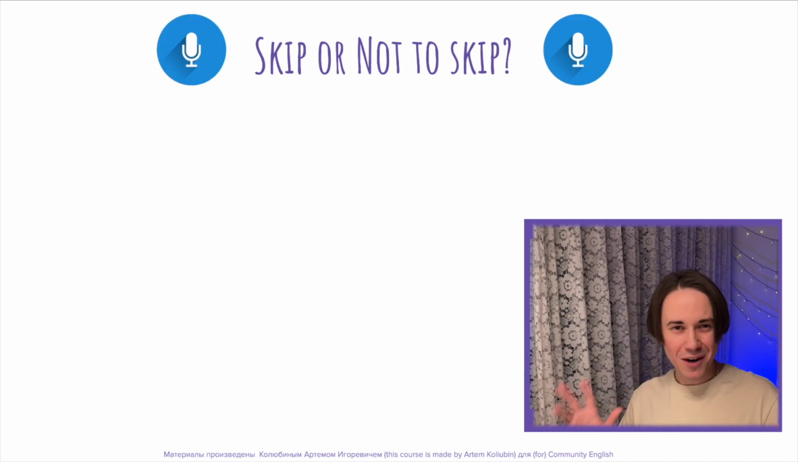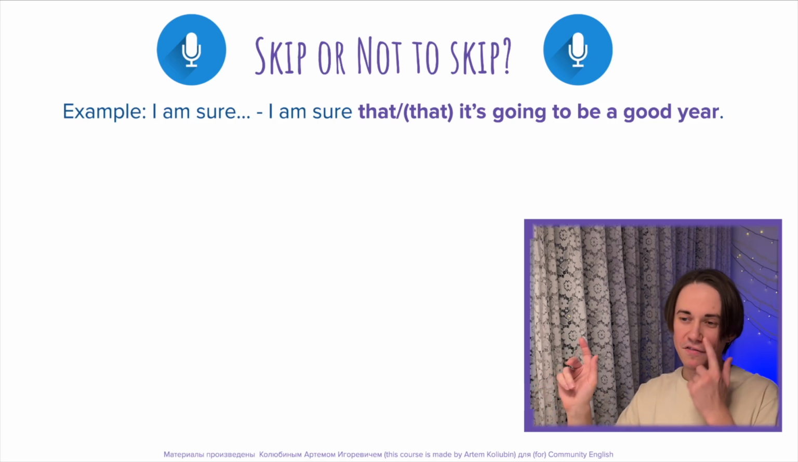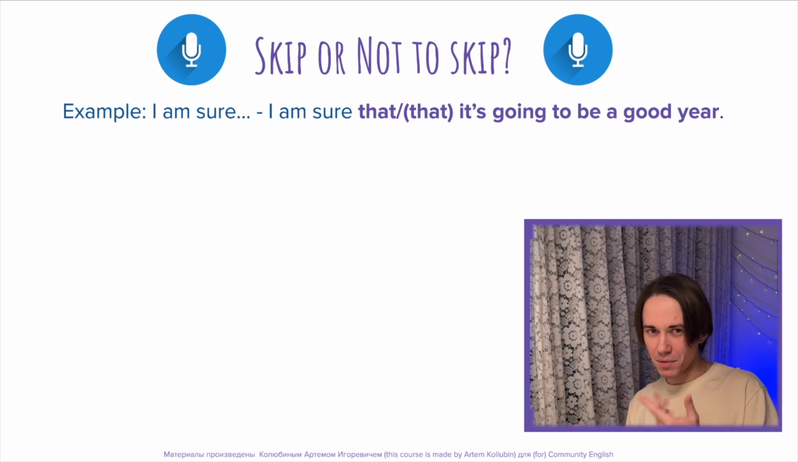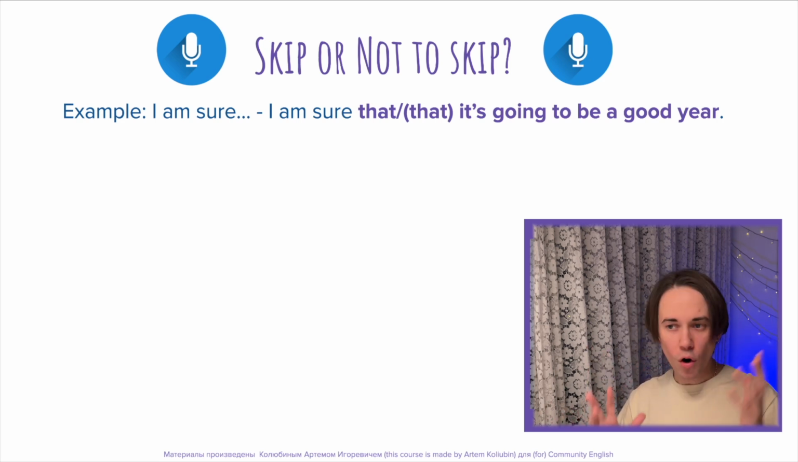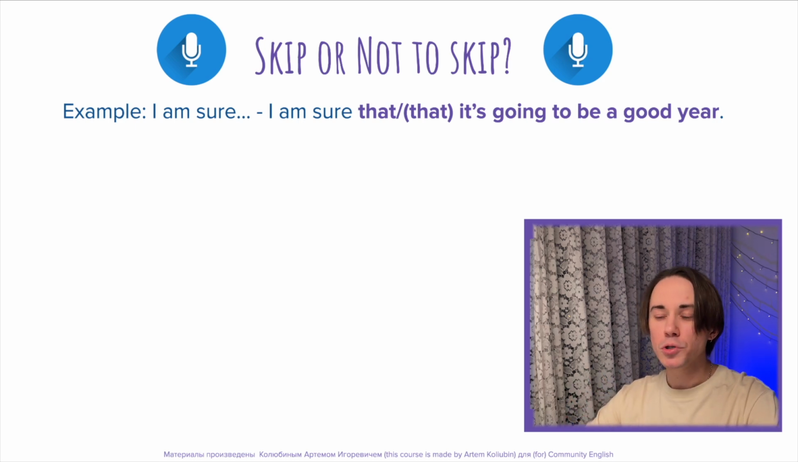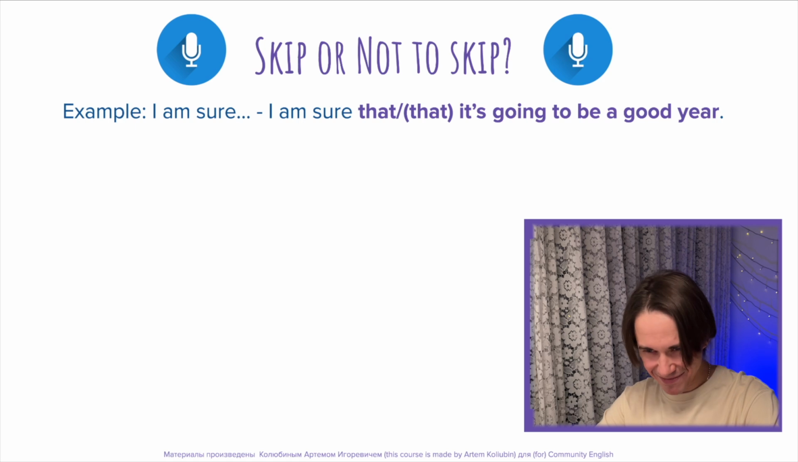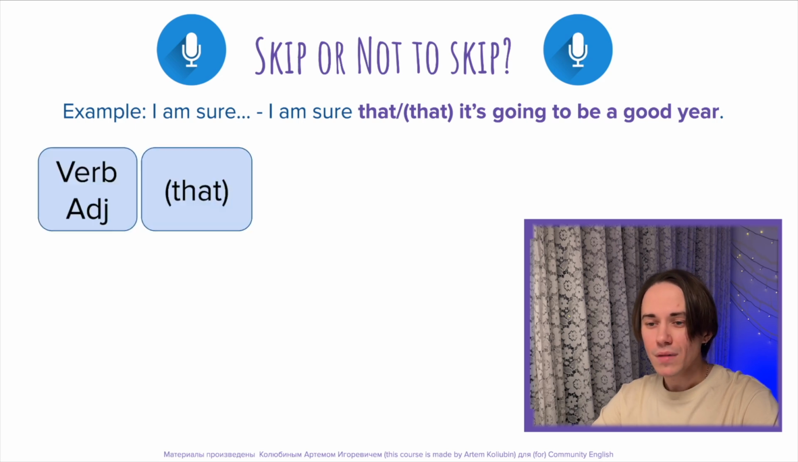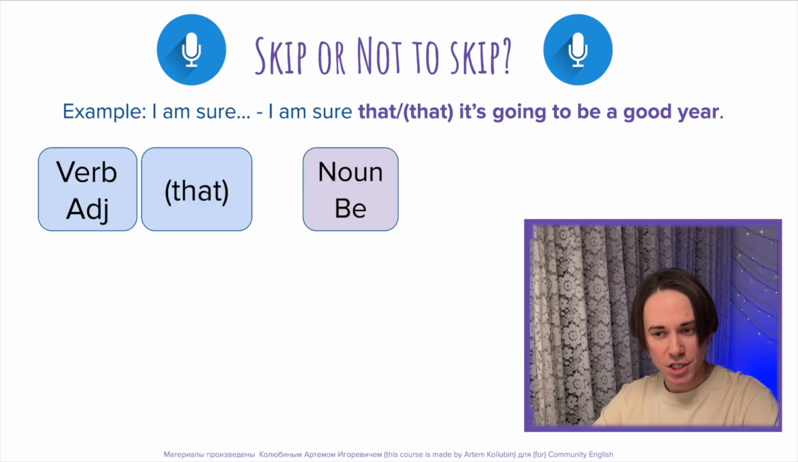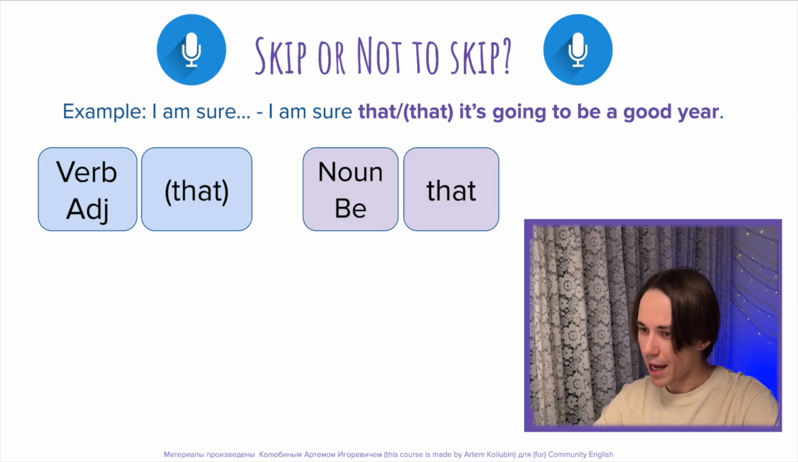So, a little bit of practice right here now. Again, the same idea. You have the beginning of the phrase, and you need to understand what kind of complement it is. Is it verb plus that, noun plus that, adjective plus that, or whatever it is, right? So you must practice this one first. Then you need to identify if you can skip that or can't. So for example here, I'm sure that it's going to be a good year. It's an adjective complement, sure. So I can skip that and I know that, so I pronounce it 2 times. I'm sure it's going to be a good year. So again, remember, verb or adjective, you can skip that. Noun or be, you cannot skip that.